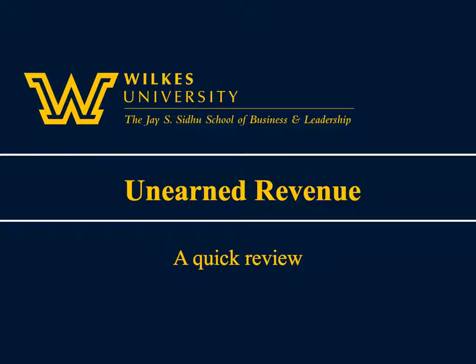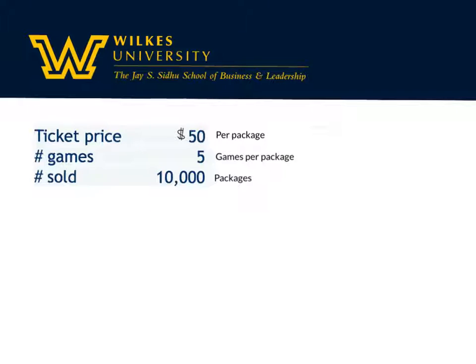Here is a quick review of unearned revenue. So, for this example, you're trying to sell season ticket packages. The cost is $50 a package, and each person gets 5 games in each package. 10,000 packages have been sold.